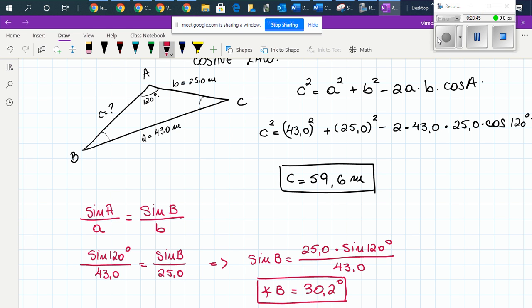Now angle C is found from the sum of inside angles in a triangle being equal to 180 degrees. Do you have any questions?